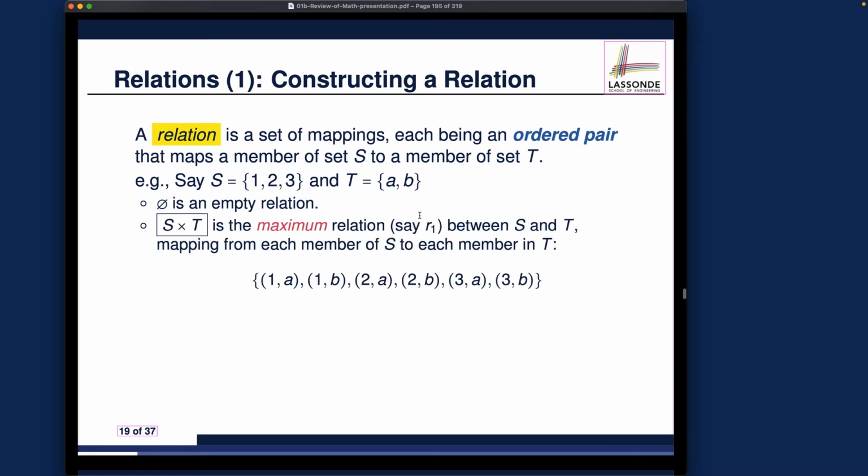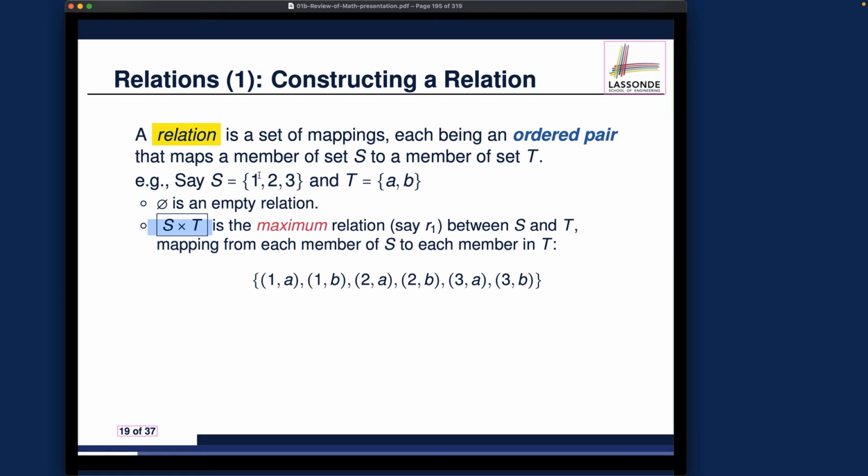Okay, and here S cross product T, right? Remember we talked about cross product in the earlier slides, and S cross product T can give you the maximum relation between S and T, right? Let's say here we got {1, 2, 3}, and also we got {A, B}. If we try to do the cross product S times T, what will be the cardinality of the cross product?